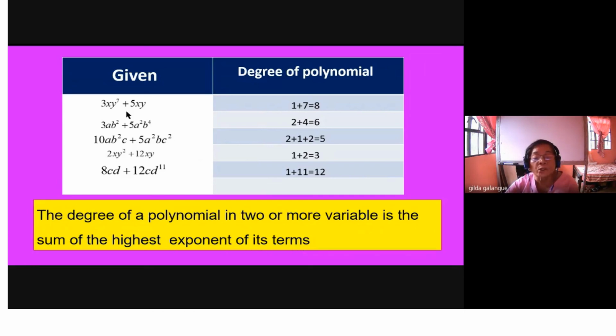The sum. So look at this one. The sum, that is 1 plus 7, that is 8. This is 2 plus 4, that is 6. This is 1 plus 2, that is only 3. This is 2 plus 4, this is 6. So the degree of this one is 6. This is 2 plus 1 plus 2, that is 5. The degree is 5. This is 1 plus 1, this is 2. This is 1 plus 2, that is 3. The highest degree is 3, so the degree is 3. So this is 1 plus 1, this is 1 plus 11, that is 12. The degree of this polynomial is 12.